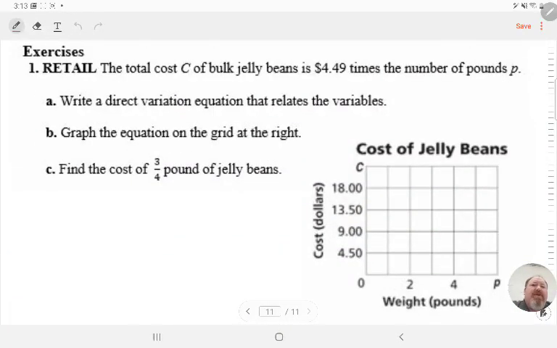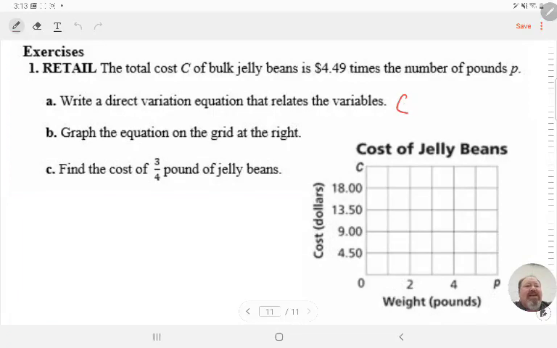So here's one for you to try. Retail. The total cost C of bulk jelly beans is $4.49 times the number of pounds P. All right, pause the video, try it, then come back. All right, welcome back.